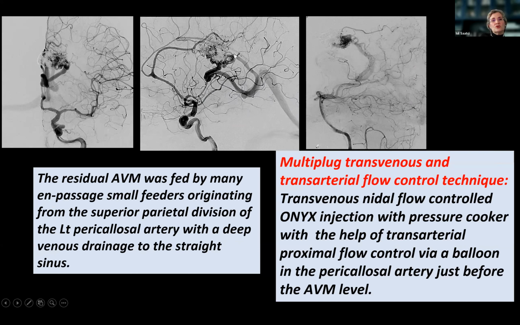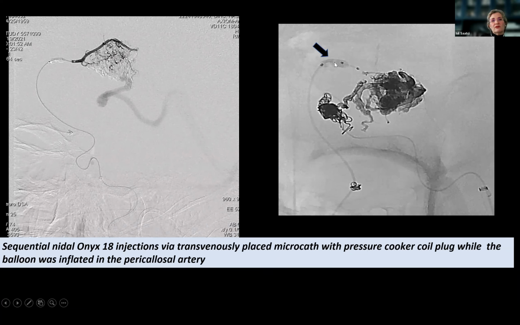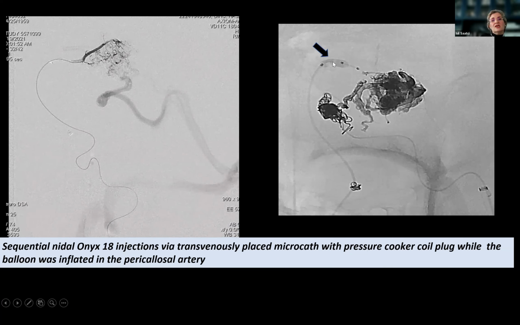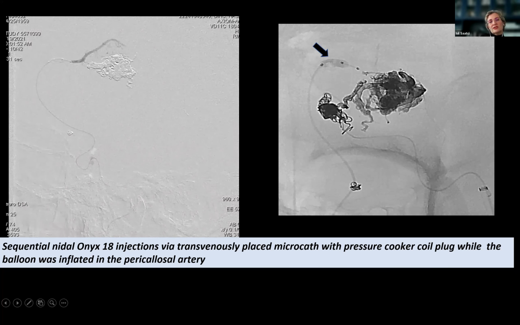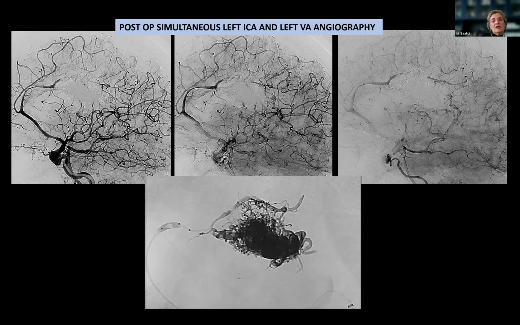In order to avoid any parenchymal damage, we came from the transvenous side, but to control the flow, we put a balloon catheter in the pericallosal artery so that we can stop the arterial flow. And also we did the pressure cooker technique. We coiled the draining vein so that we can penetrate the nidus from the vein with the liquid. And this was the end result.